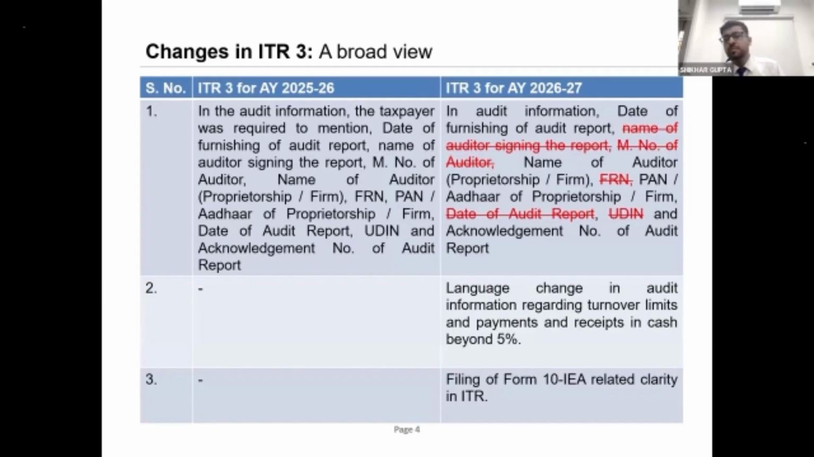Now, there is also one important factor which I would like to discuss. For that, I would like to take you to ITR-3 for assessment year 26-27 and ITR-3 for assessment year 25-26. We'll try to look at the changes which are there, because there is an important change, or rather a clarity, which has been introduced in audit information. So please bear with me. I'll take you through these changes.